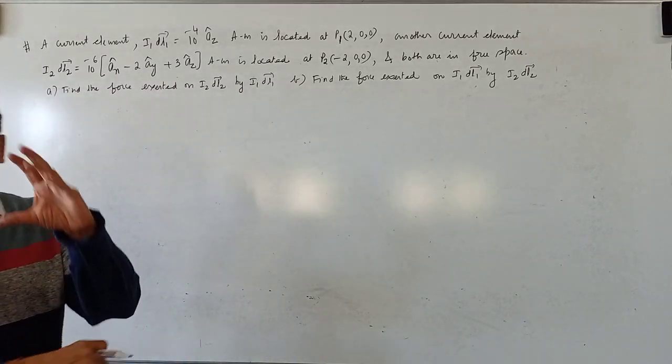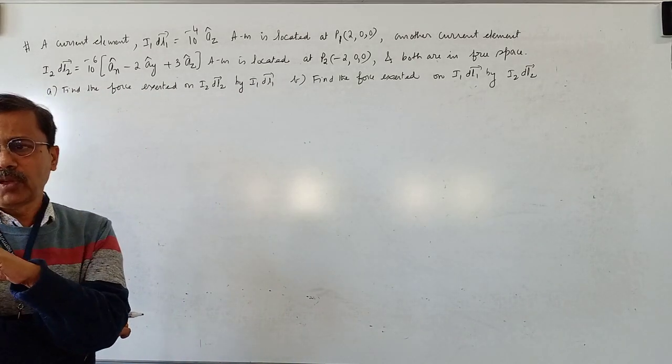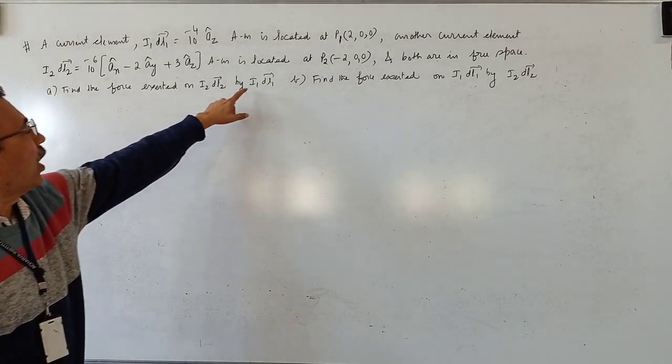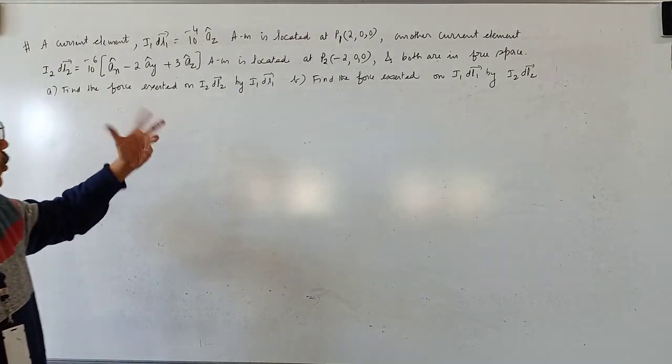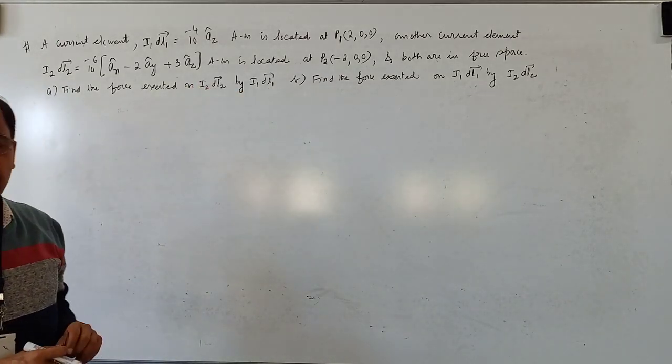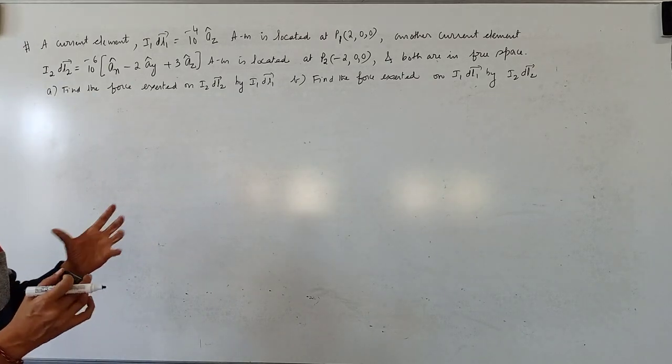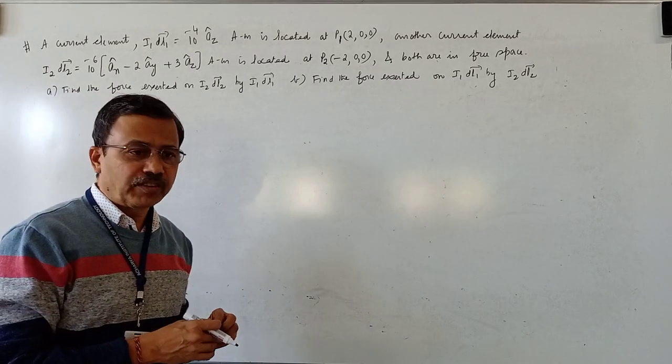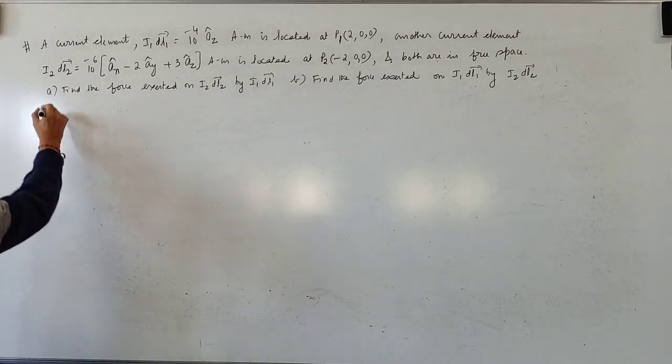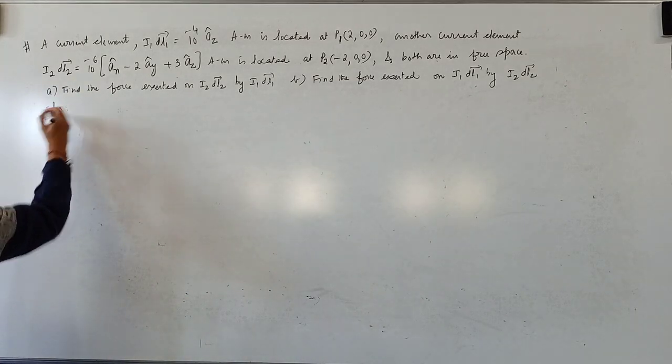The problem is like the Coulomb's law problem, where Q1 could be I1 vector dl1 and Q2 could be I2 vector dl2. This is Coulomb's law applied for differential current elements. We shall do the problem now in this manner. Solution: a very, very frequently asked problem.